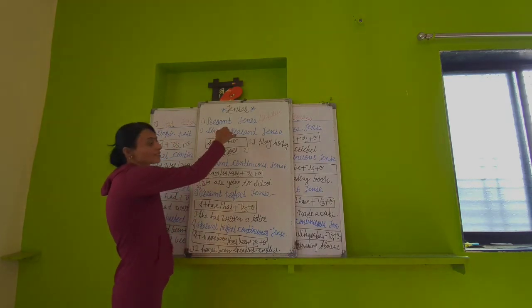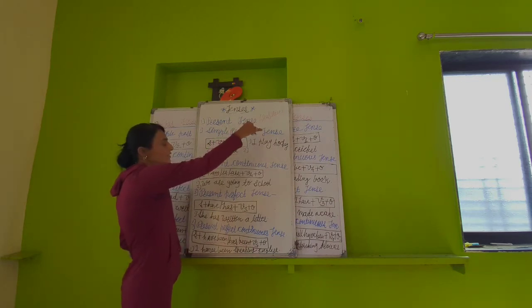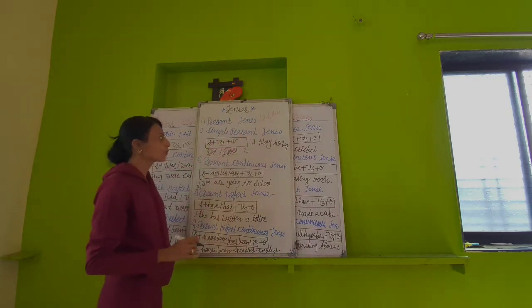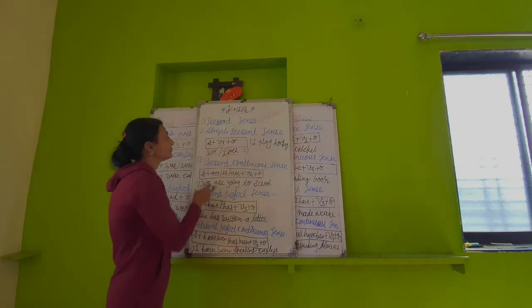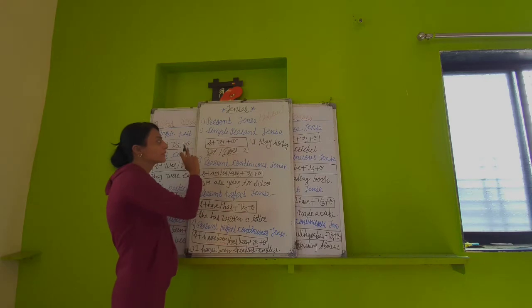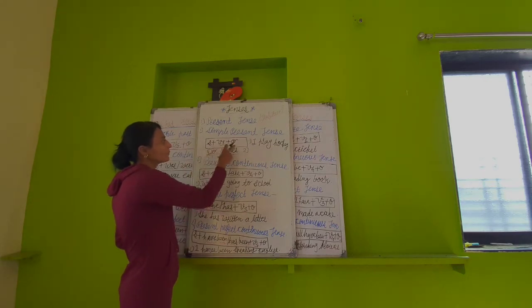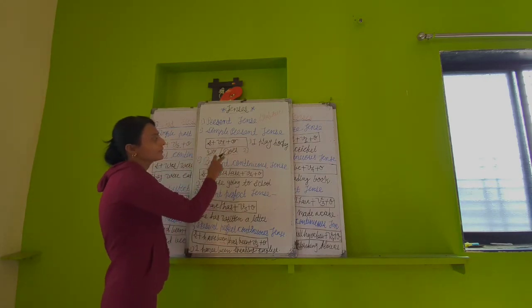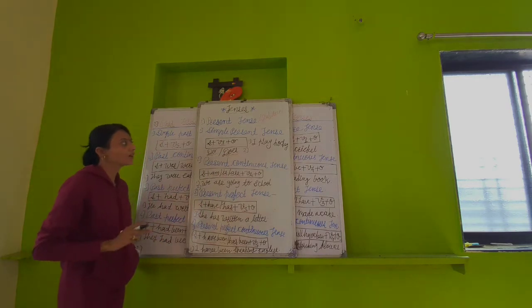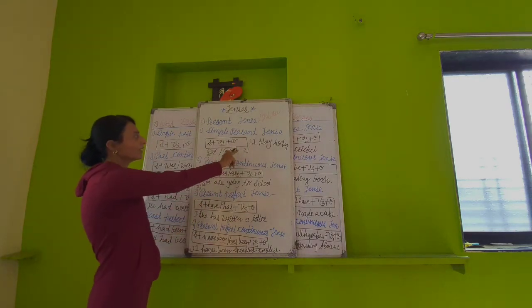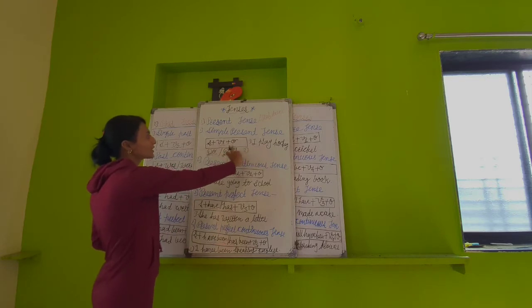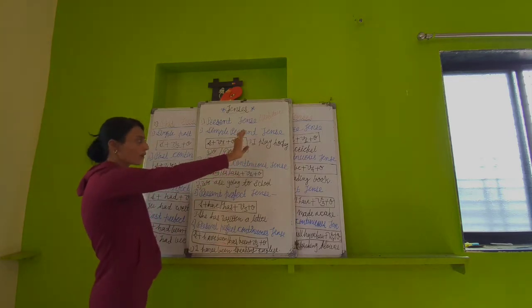First, present tense. The first subtype of present tense is simple present tense. Simple present tense is also called habitual present tense. The formula of the simple present tense is subject plus V1 plus object. First example, I play hockey. I is subject, play is V1, and hockey is object.